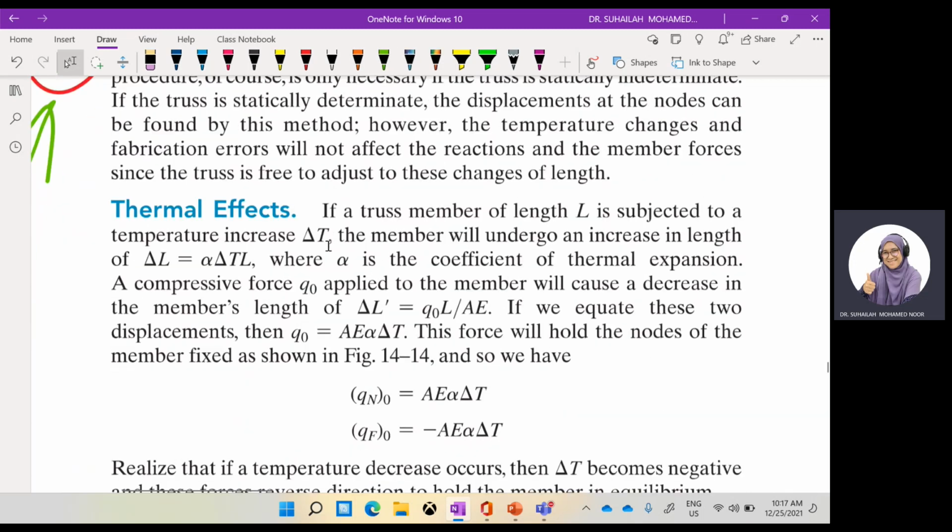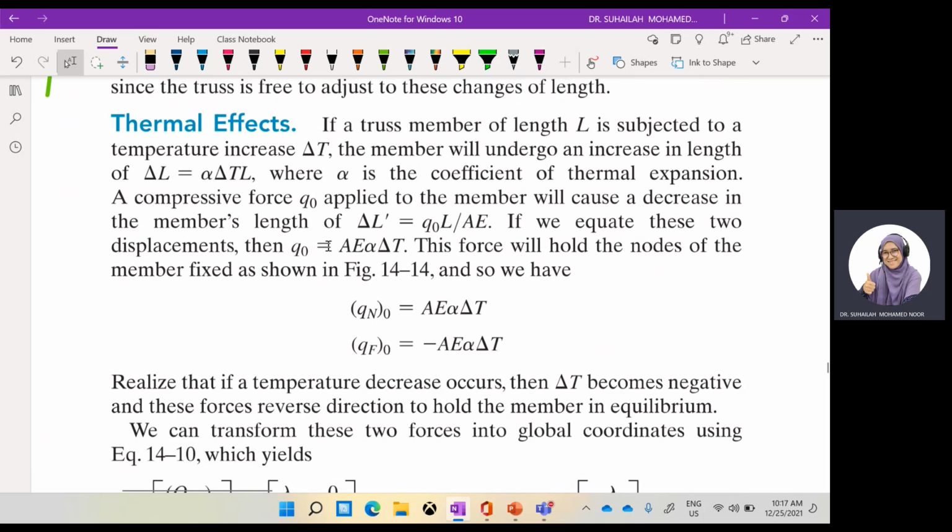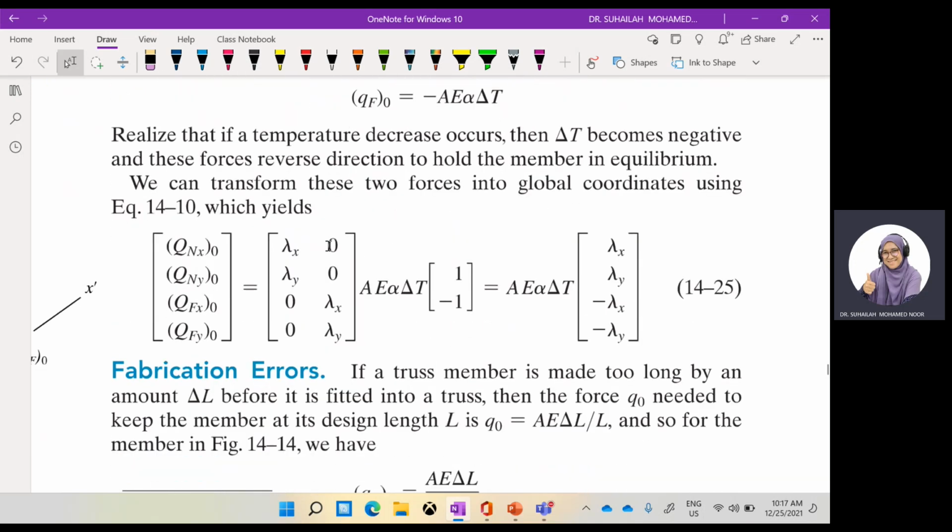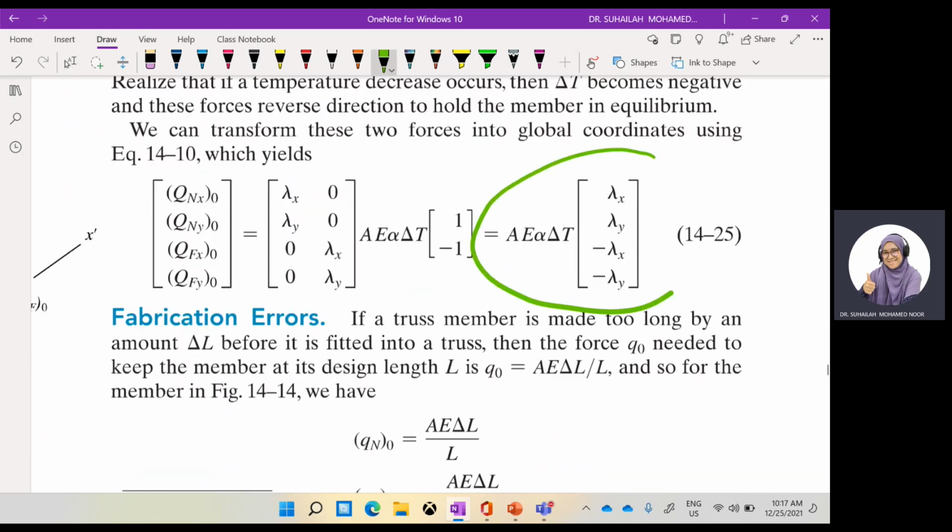Okay, so let's see the formula. We jump to the formula for the stiffness method. This is the formula, because truss, remember, has four degrees of freedom per element.